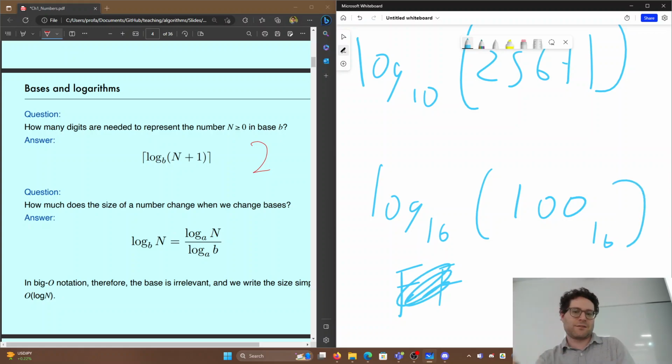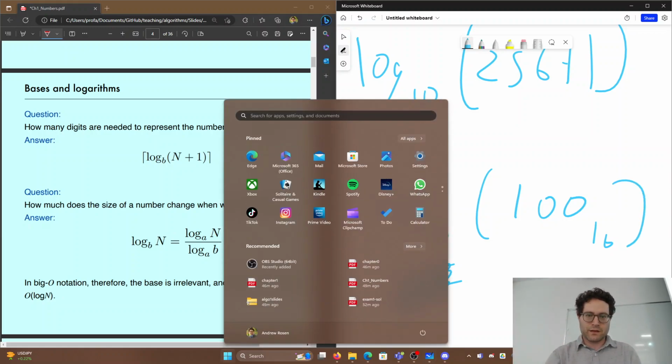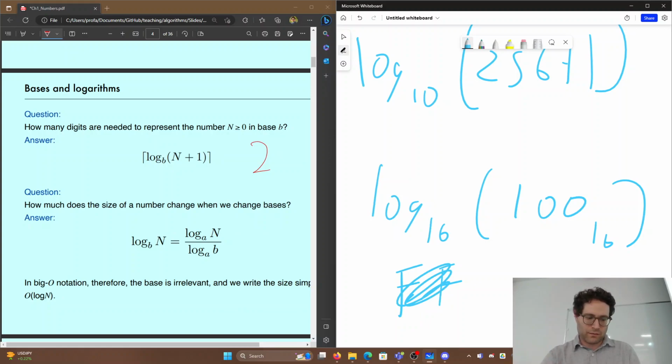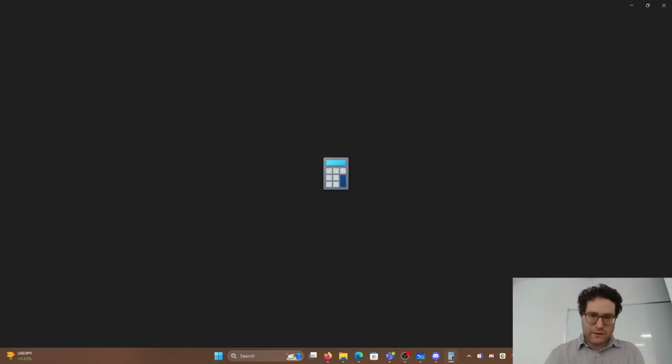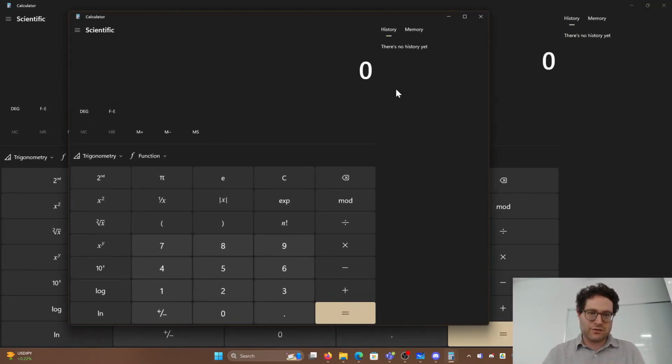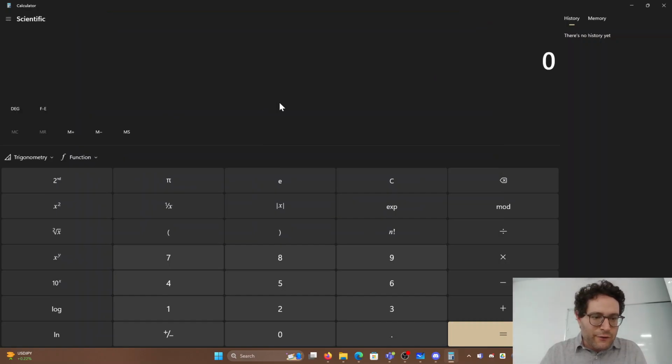So also 3 digits. Let's go ahead and try the good old calculator. It's not going to let us define the log base, is it? Oh no.